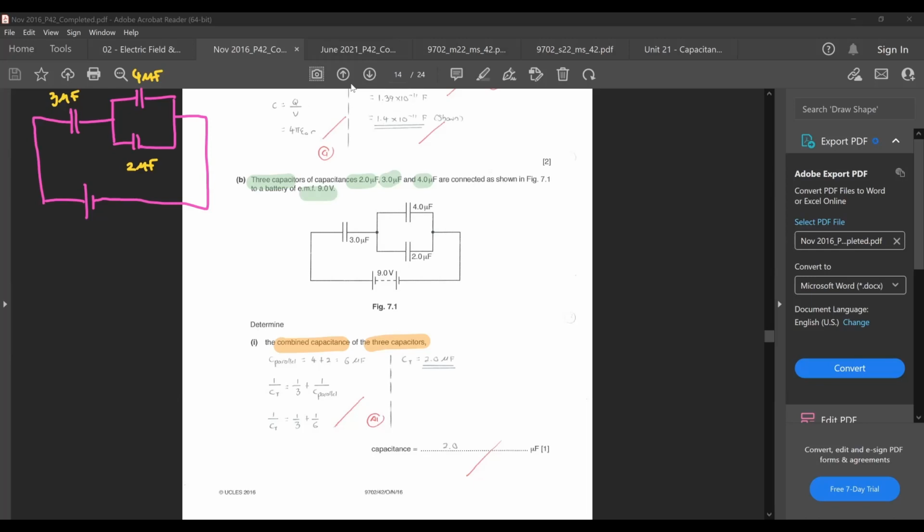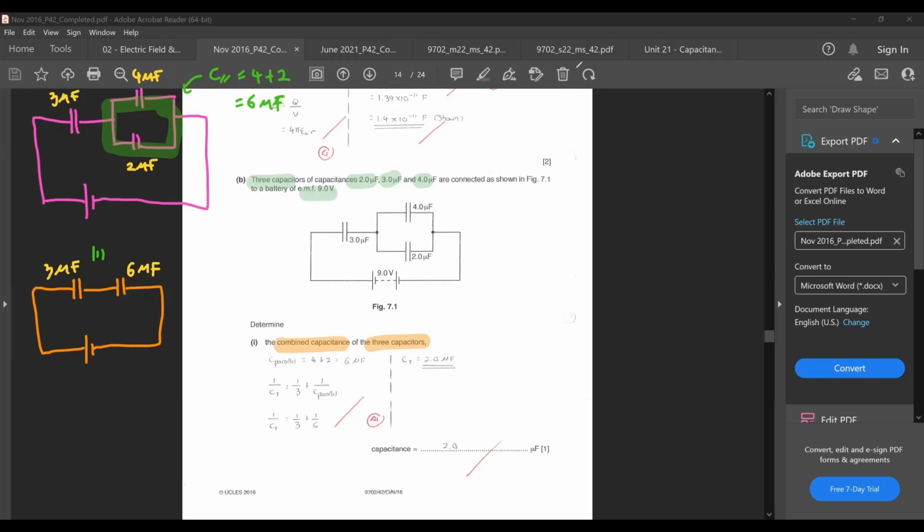So you would try to simplify the parallel connection first. Capacitance for the parallel one is you adding capacitances, which is 4 plus 2, giving you 6 microfarad. So this one will become something that looks like this now. This one would be 3 microfarad, and then this one will be 6 microfarad.